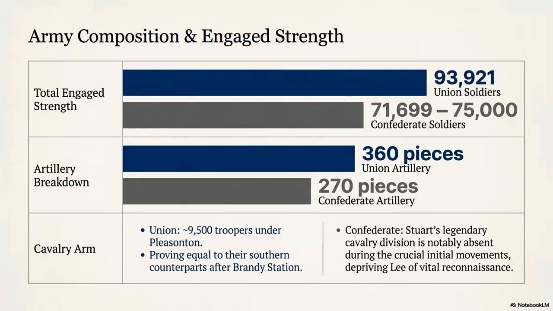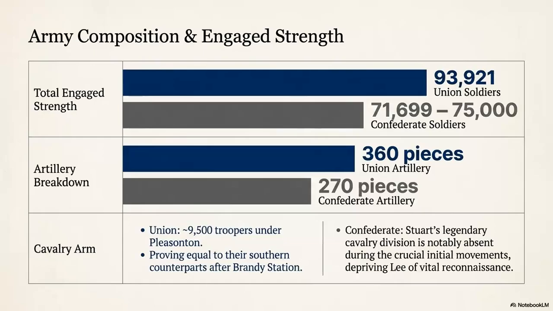Next, we examine the Army composition and engaged strength, highlighting the Union's material advantage. The Union fielded 93,921 soldiers against a Confederate force of 71,699 to 75,000 men. This numerical superiority extended to firepower, with the Union deploying 360 artillery pieces compared to the Confederacy's 270. In the cavalry arm, the Union deployed approximately 9,500 troopers under Pleasanton, who were now proving equal to their Southern counterparts following the Battle of Brandy Station.